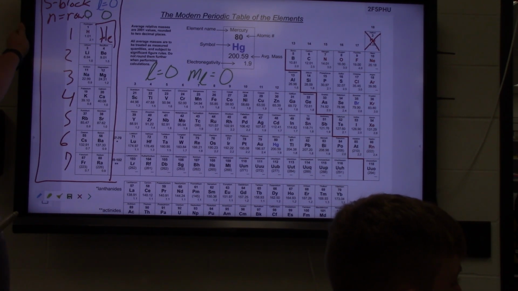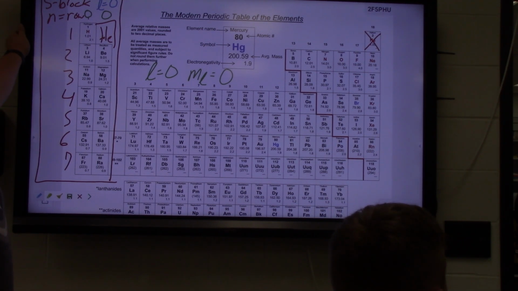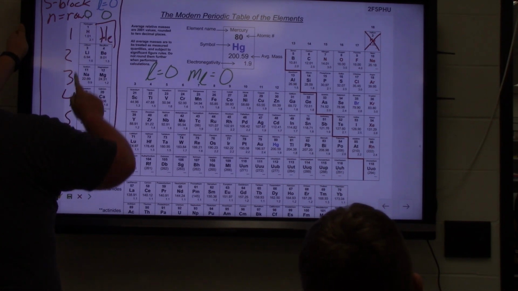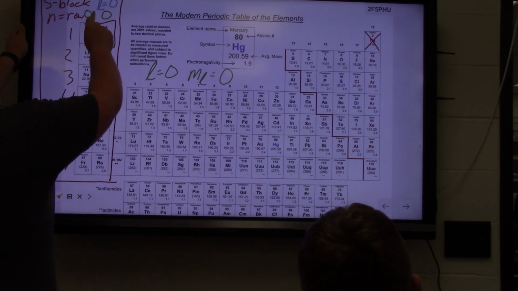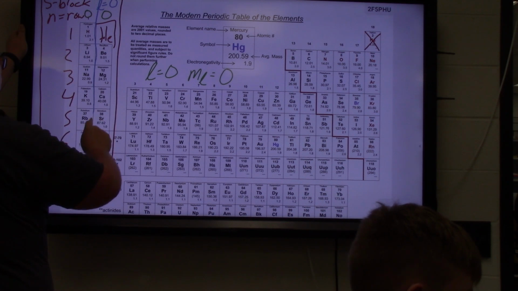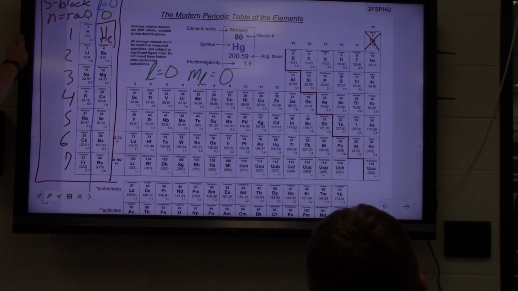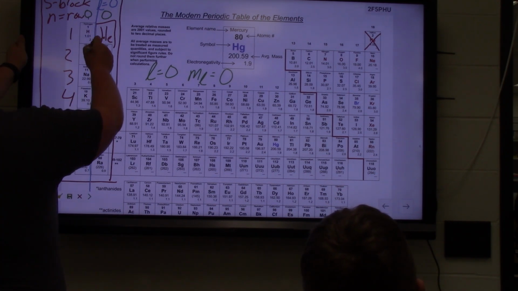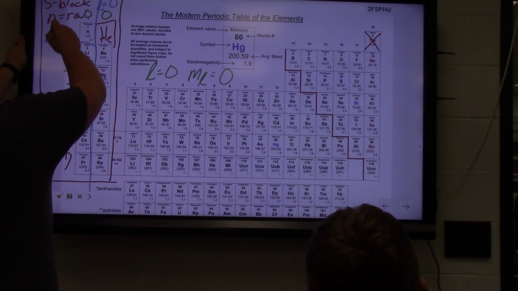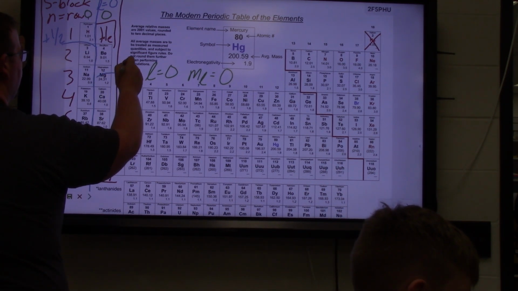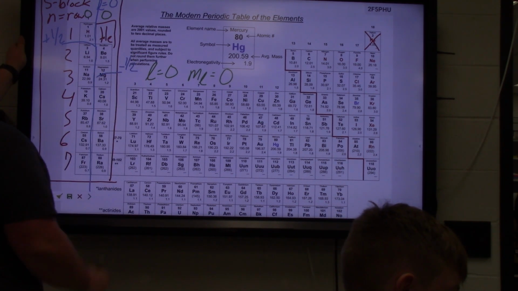Then the last one we have to break down is the spin quantum number. The spin quantum number splits the orientations in half. So it splits the block in half. The first half is plus 1/2, and the second half is negative 1/2.